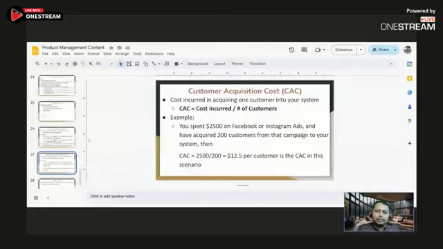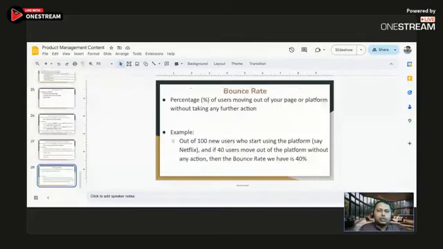And last is about the bounce rate. Bounce rate is nothing but the percentage of users moving out of your page or platform without taking any action. They just come into your system, run through, give a glance at the entire website or platform which you have, and they just move out of it without even making any purchase or any further action. So it's kind of window shopping, you could say, but they do come in and see what we have in play.